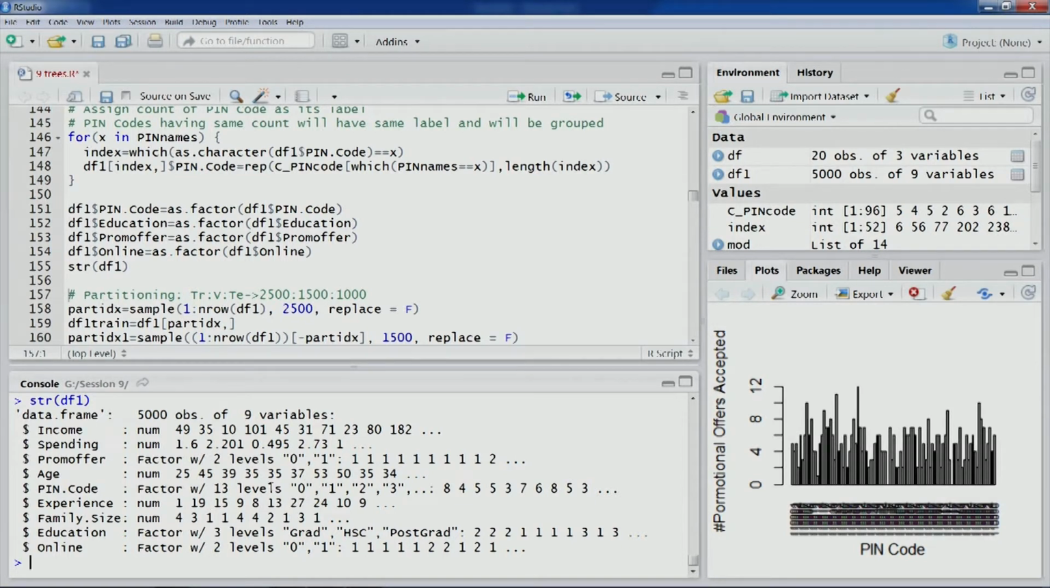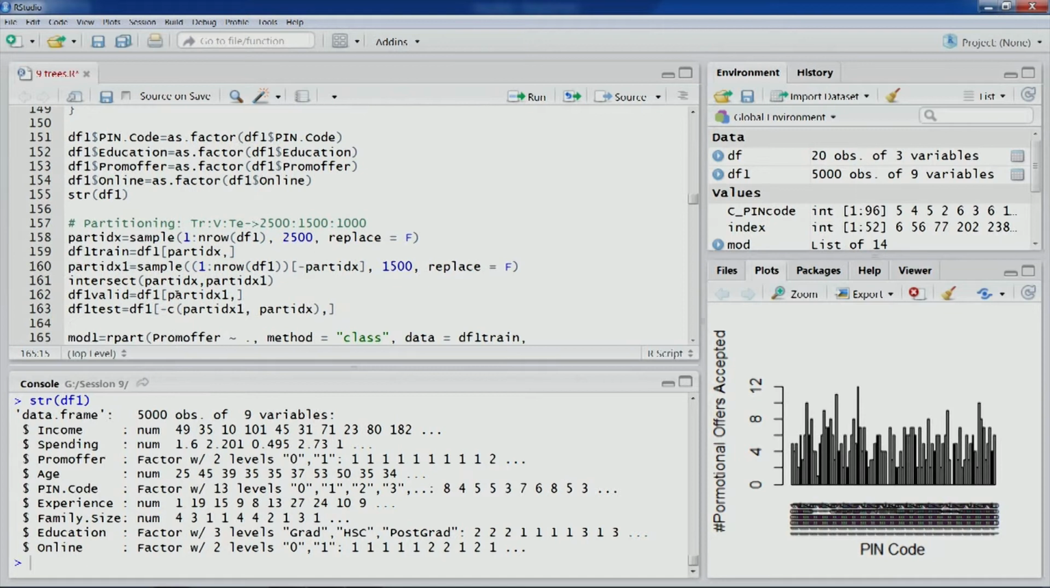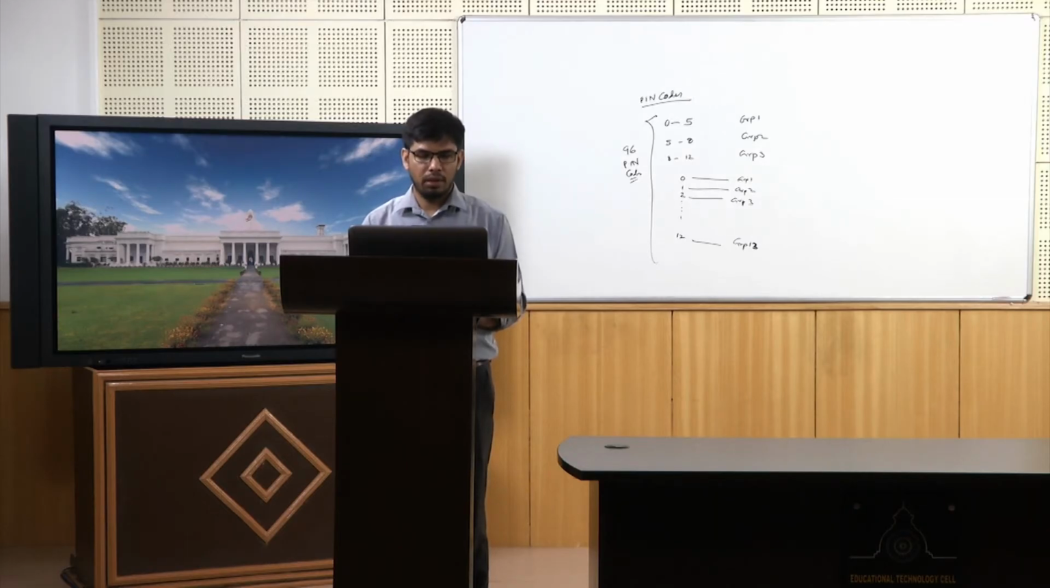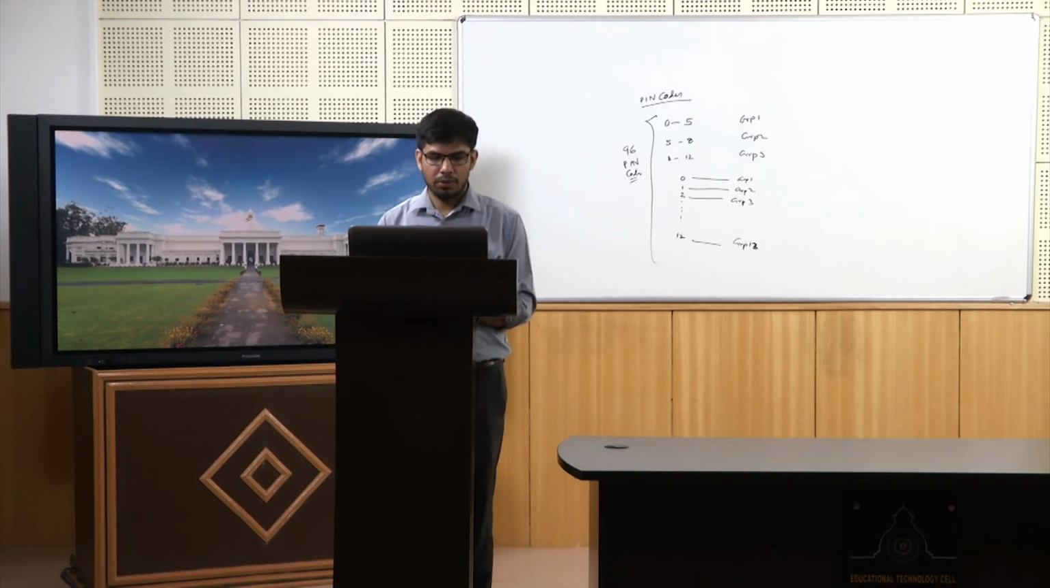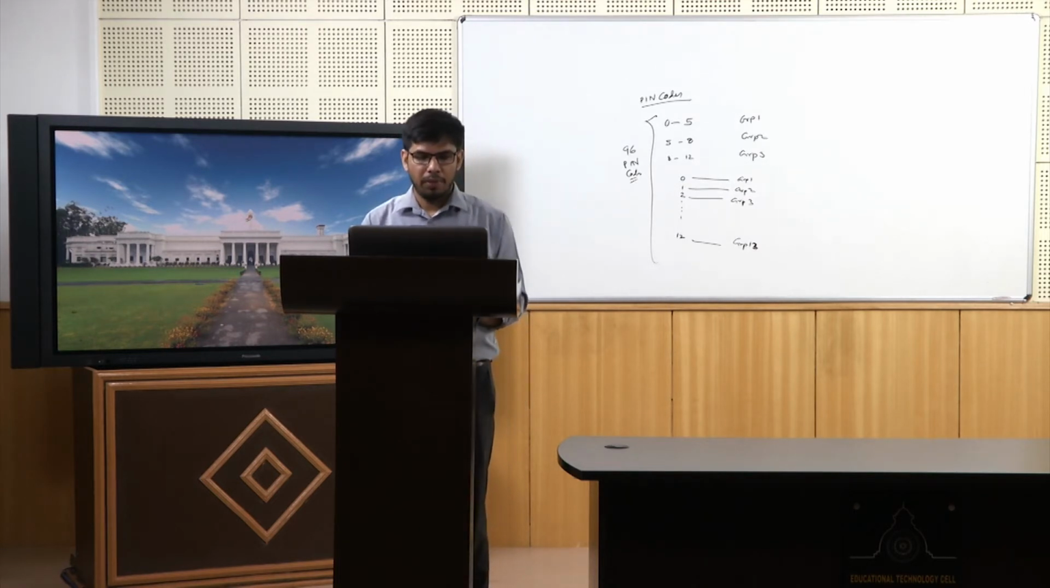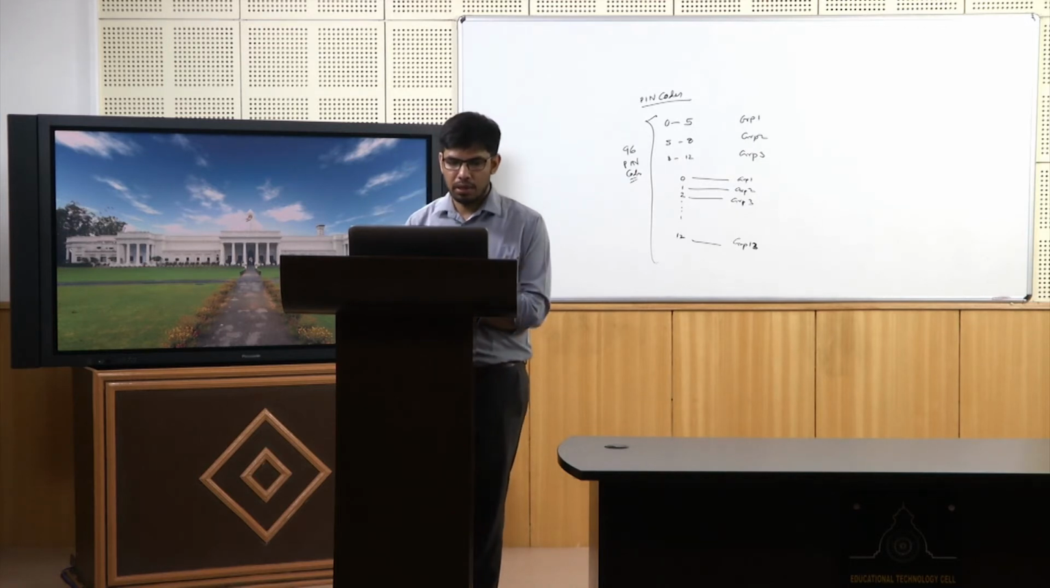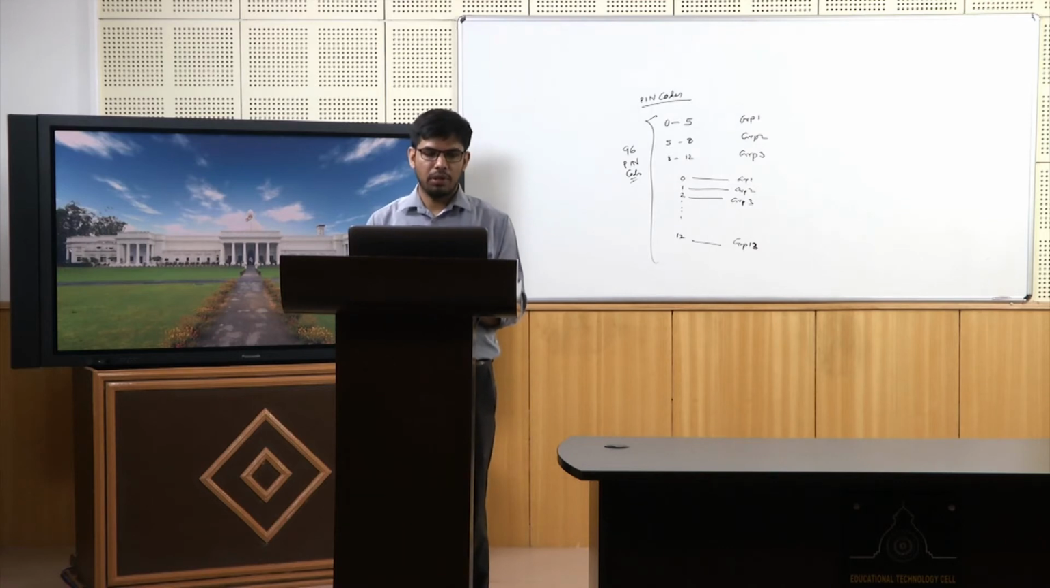So one of them is going to be taken as the reference category. Now the education and online also have 3 and 2 levels respectively. So now all the variables are in their desired variable type. Now we can go ahead and start with our partitioning exercise. So in this particular data set we have 5000 observations. Out of these 5000 observations, we will take 50% of them, that is 2500 observations, in the training partition. Out of the remaining 2500 observations, we will take the first 1500 observations in the validation partition and the remaining 1000 observations in the test partition.